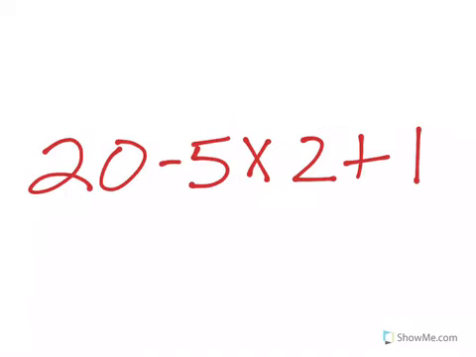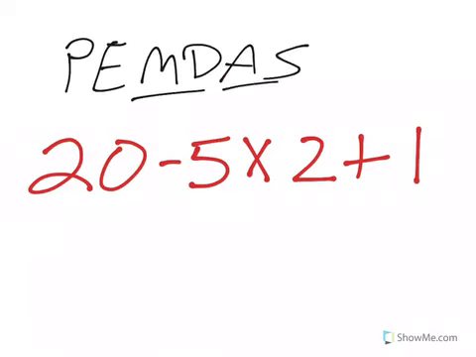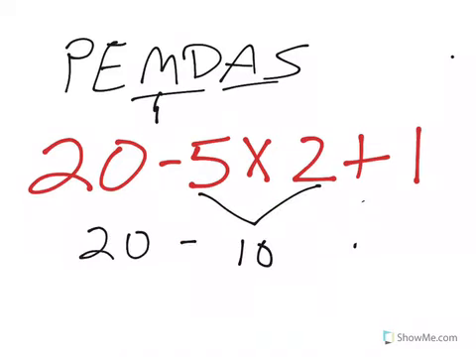All right, 20 minus 5 times 2 plus 1. Again, remember our PEMDAS, we have subtraction, we have multiplication, and we have addition. So, go back up to PEMDAS, and multiplication comes first. So we're going to multiply 5 times 2, which gives us 10. And we're going to bring everything else down just the way it is. Now we have 20 minus 10 plus 1.